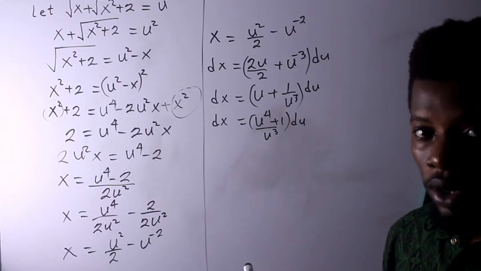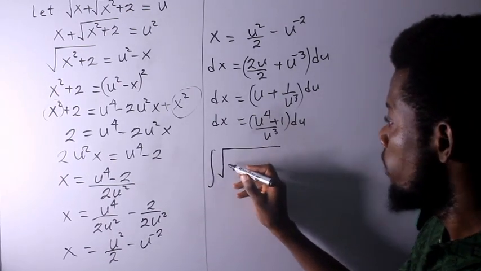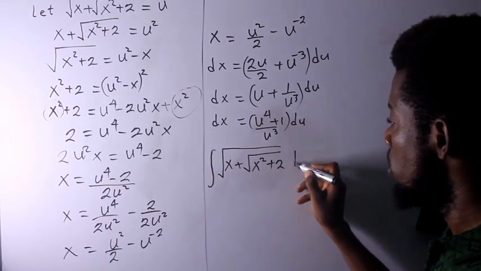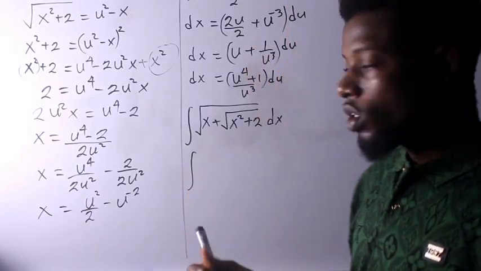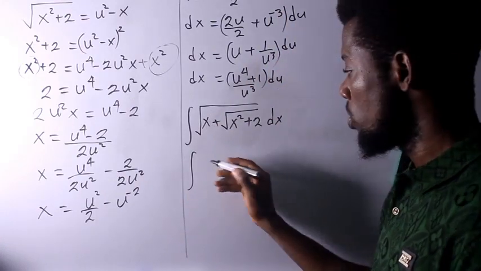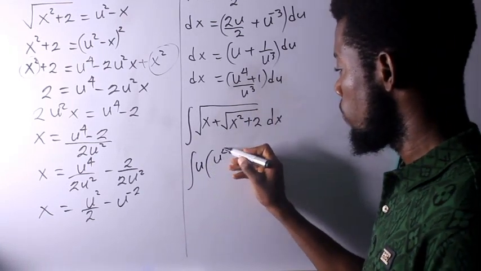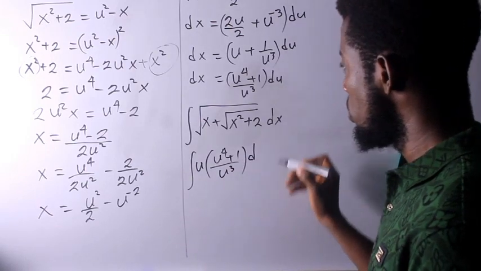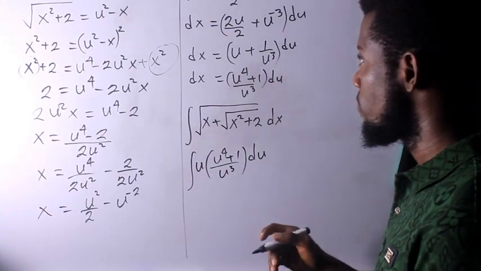integral. So I'm going to rewrite the question. The integral of the square root of x plus the square root of s squared plus 2, and then dx. This is going to be the integral of, so according to our substitution, the square root of x plus the square root of s squared plus 2 is just u. So this is u multiplied by dx, which is u to the 4th plus 1, all divided by u cubed, and then du. Great. Once we have this, we can simplify.